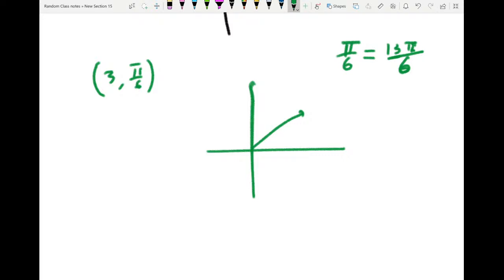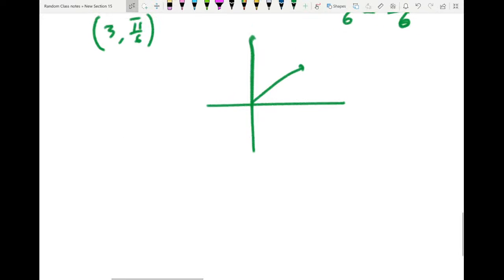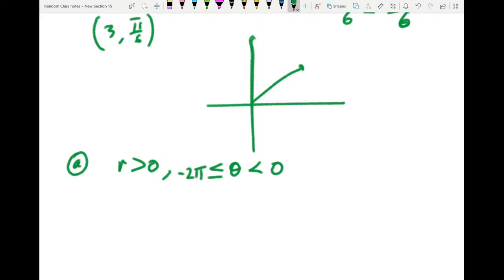Let me give you further instructions so that you will get the same point. First one: r is greater than 0 and theta is less than 0 but greater than negative 2 pi. So r still is positive, but instead of the angle going this way, I want the angle going the opposite direction. What is the measurement of that angle? It's a negative angle. It's pretty simple. You just subtract, and you will get 3 comma negative 11 pi over 6.